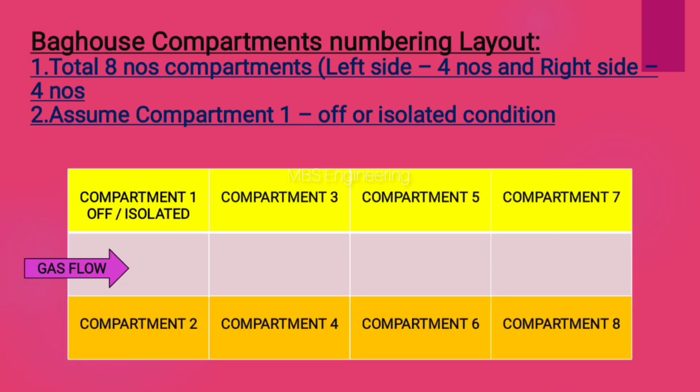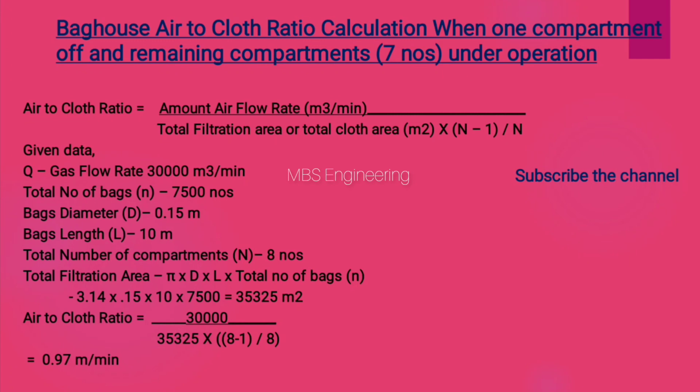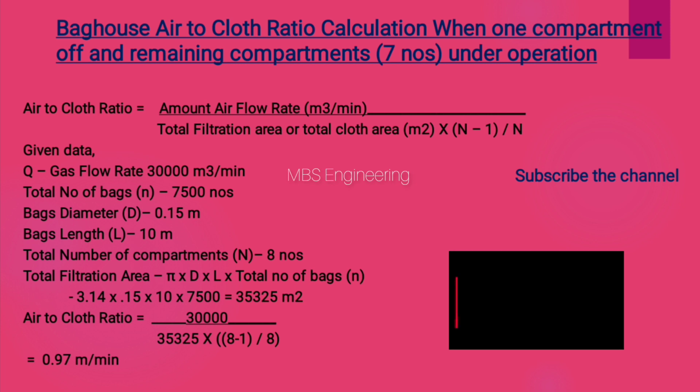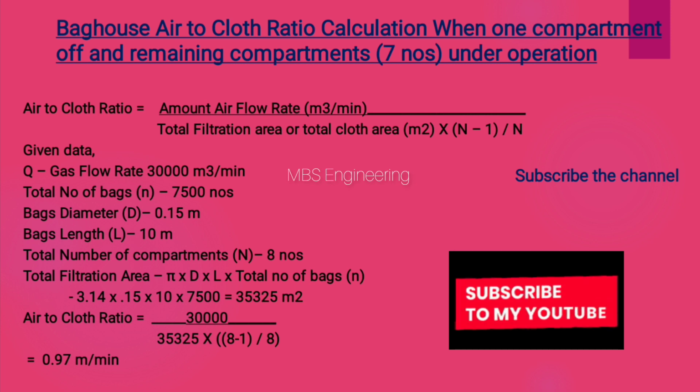Next, as per the below layout, the baghouse has a total of 8 compartments. The left side has 4 compartments, 1, 3, 5, 7, and the right side has 4 compartments, 2, 4, 6, 8. Assume compartment number 1 is off or isolated and the remaining 7 compartments are in operation. Then what is the air to cloth ratio for this condition?